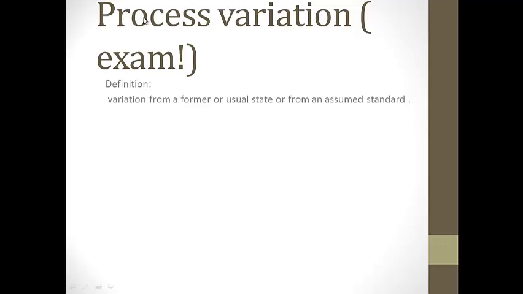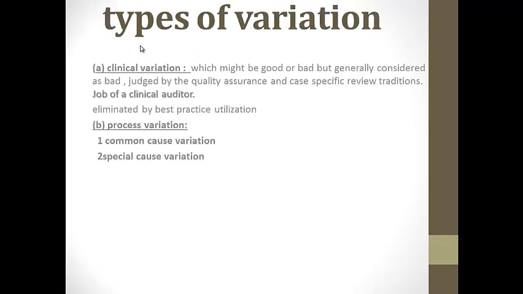Process variation is the variation from a formal or usual state or from an assumed standard. Types of variation: it is based upon whether it's a clinical process, so a clinical variation, or a managerial process, which is called only process variation or managerial variation, non-clinical, in other words. As far as clinical variation is concerned, it can be either common cause or special cause variation.